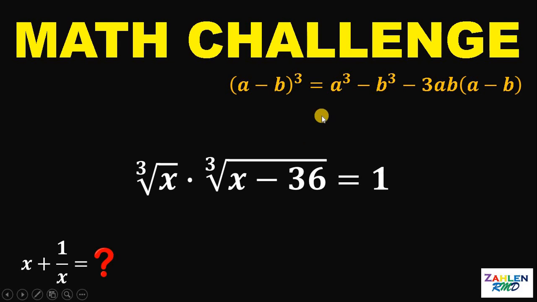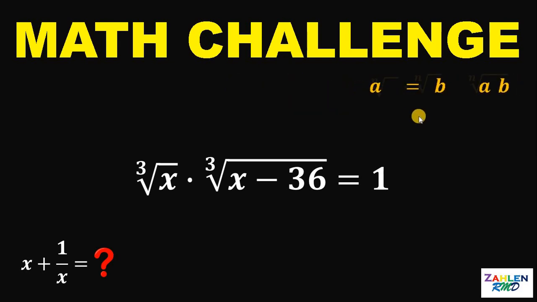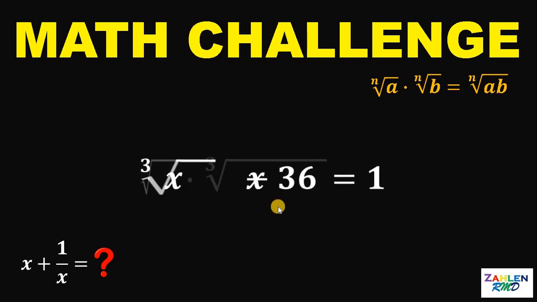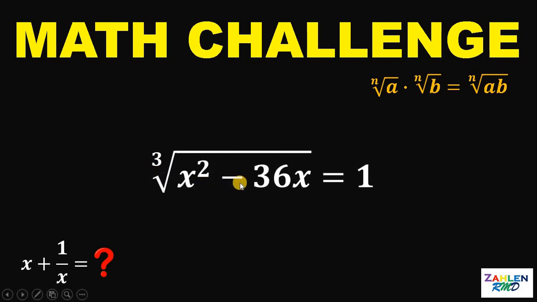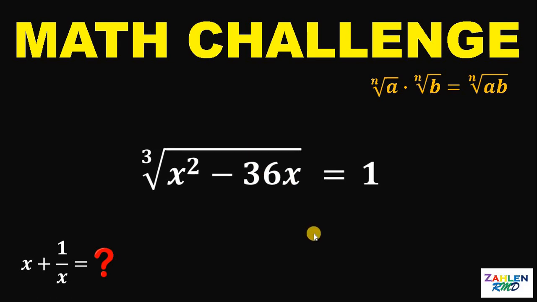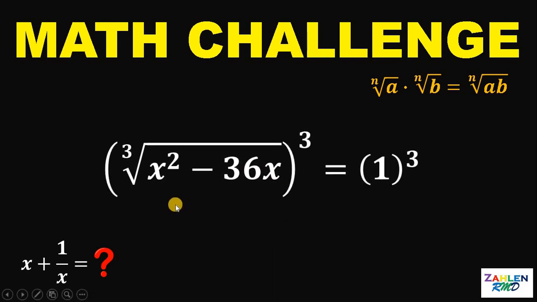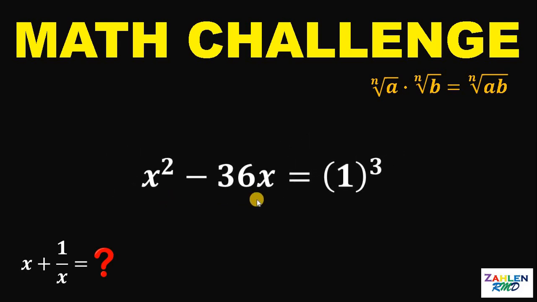Now, at this point, let's use some laws of radicals. If we have nth root of a times nth root of b, this is equivalent to nth root of a times b. Therefore, we can multiply this x and x minus 36. This will give us cube root of x squared minus 36 times x. Now, let's eliminate this cube root, so let's cube on both sides. And the left-hand side is just x squared minus 36x. And the right-hand side is just 1.